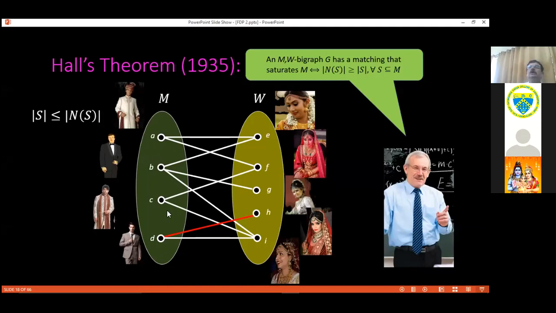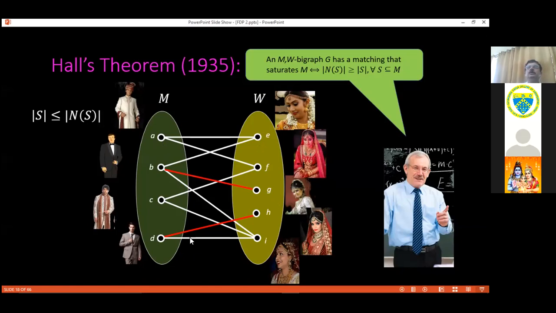Then I should be matched with one of these. Okay, now there is another girl here, G. G can be married only to B. Therefore, we'll make that matching first. B and D have gone now. So C has the possibility of either F or I. And A has the possibility of E and F.